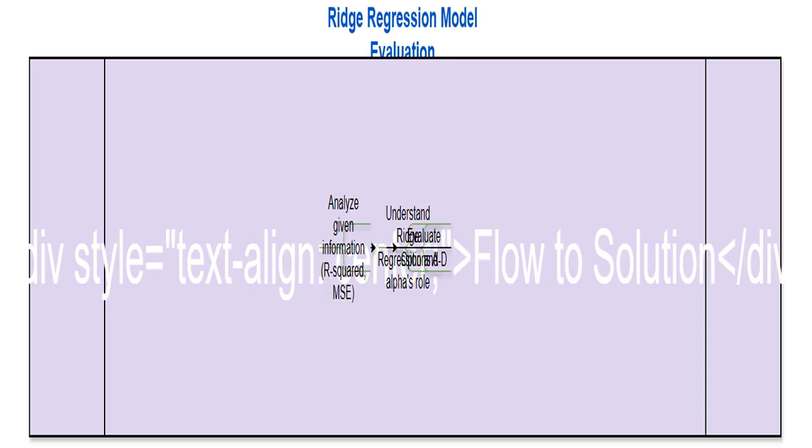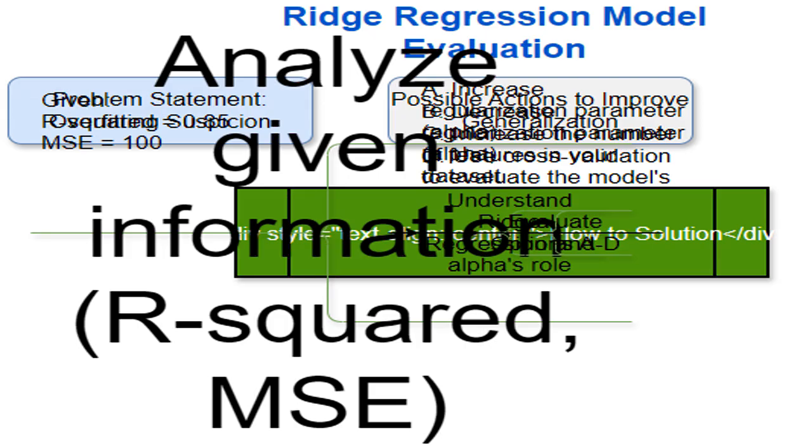My solution path will involve analyzing the provided metrics, R and MSE, understanding how the alpha parameter in ridge regression works, and then evaluating each proposed action, considering its impact on model complexity and generalizability. I will first examine the R and MSE values to get a sense of the model's fit to the training data and the error associated with the predictions.